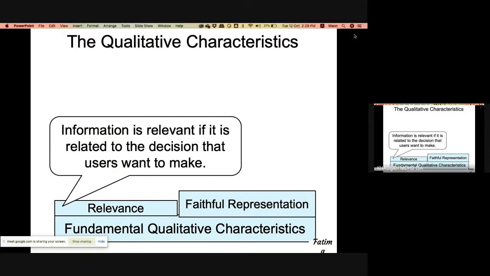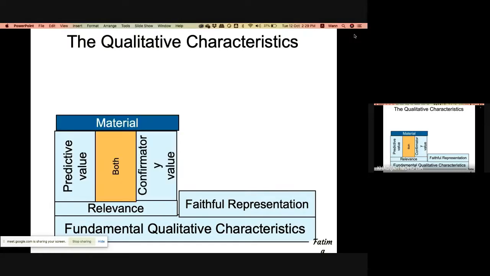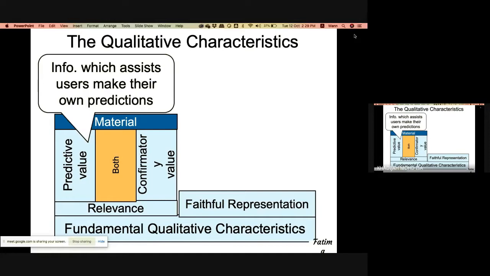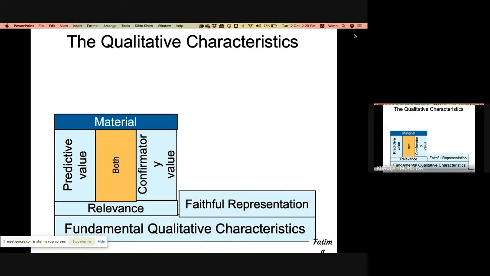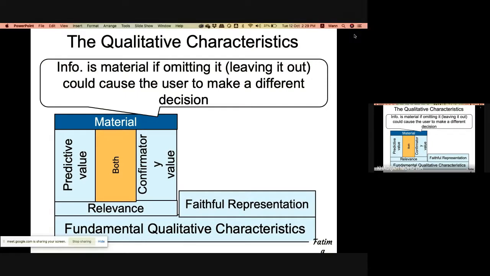Relevance means that it's related to the decision that users want to make. Confirmatory value is to confirm previous evaluation. Material, if omitting it could cause the user to make a different decision. So that's why information which is material must be in the financial statement.